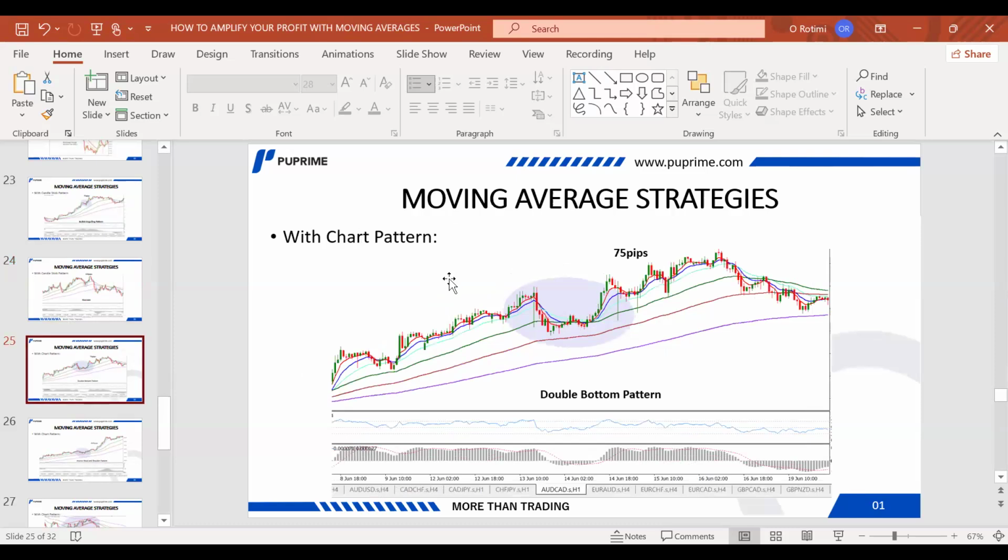And here we have the moving average in combination with a chart pattern this time around. Here you can see the moving average is in an uptrend. All the moving averages are pointing upwards, and we can see a double bottom pattern. We said the double bottom pattern looks like a W, and we have the neckline here. Price broke out above the neckline of the double bottom pattern and generated 75 pips.